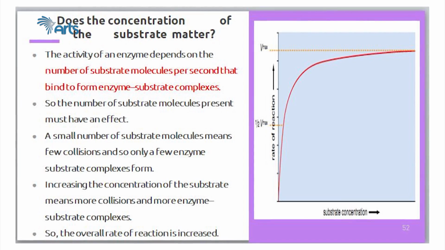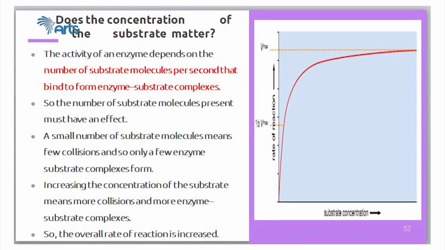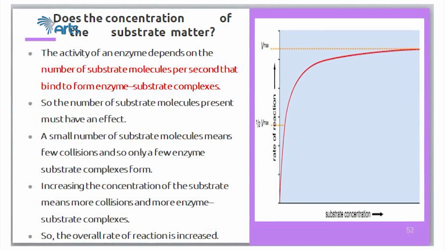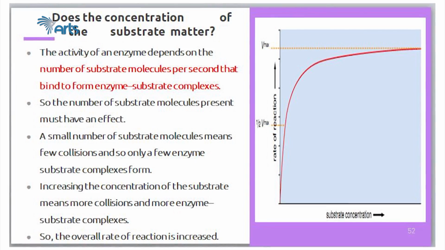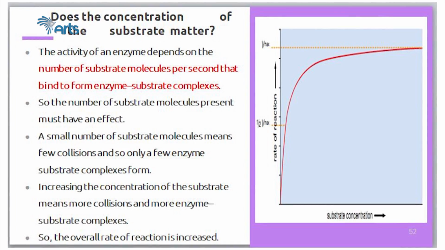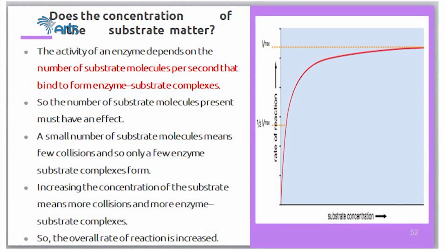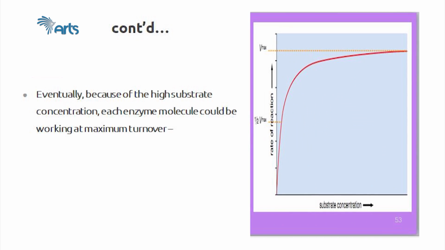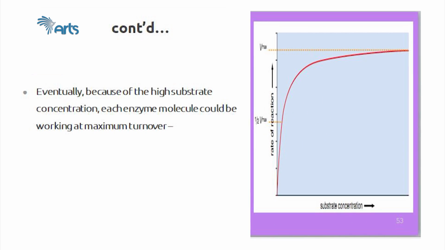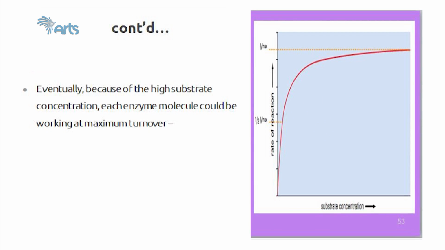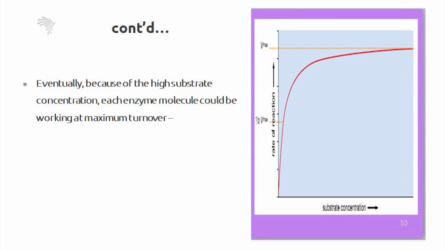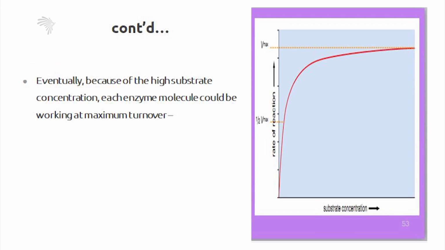A small number of substrate molecules means fewer collisions, and so only a few enzyme substrate complexes form. Increasing the concentration of the substrate means more collisions and more enzyme substrate complexes, so the overall rate of reaction is increased. Eventually, because of the high substrate concentration, each enzyme molecule could be working at maximum turnover. So the substrate concentration matters for the catalytic activity of the enzyme.